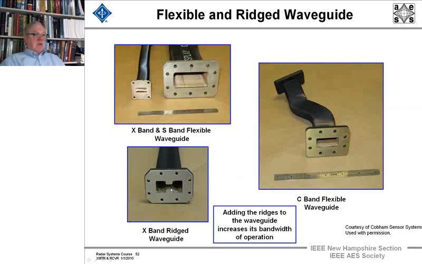You notice in this waveguide we have a ridge, and the ridge can be added to the waveguide. It increases the bandwidth of operation, but again, you have a wider band operation, but you're going to pay for it. There'll be certain frequencies where you'll have maximum loss. You pay for everything. And here's a waveguide at C-band without ridges.